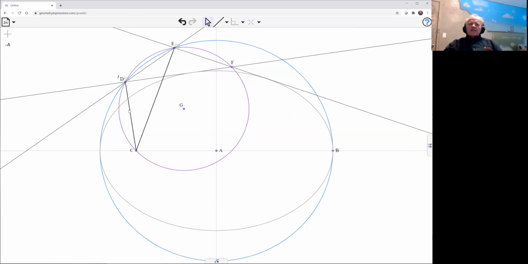So now if I looked at the chord CD, and now I looked at this angle here, DEF, it would be the same as the angle CFD. So let me just make those colored so that we can keep our eye on them. So this angle I'm going to make green, and this one going to red.